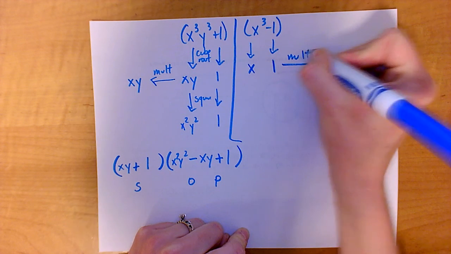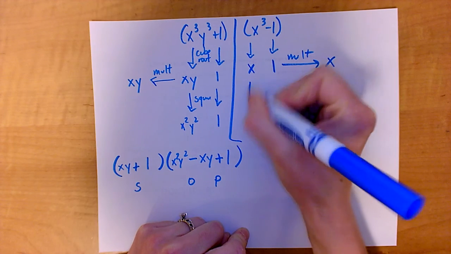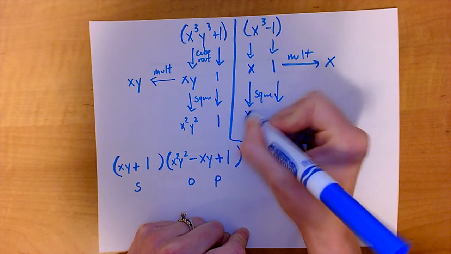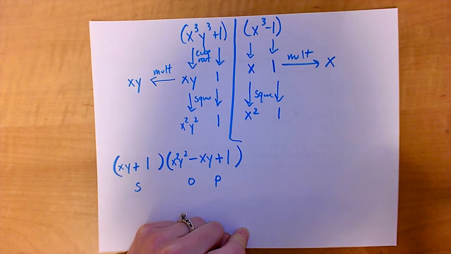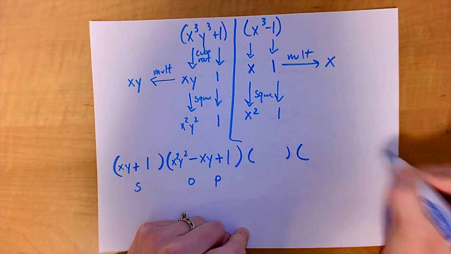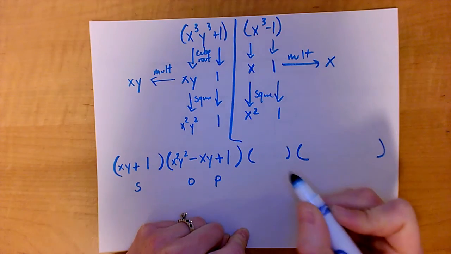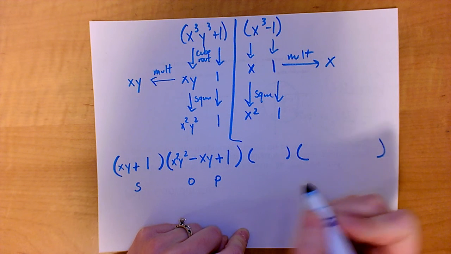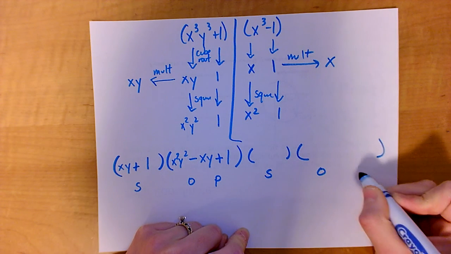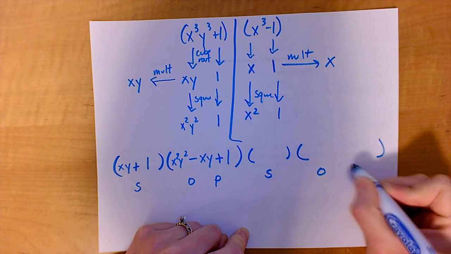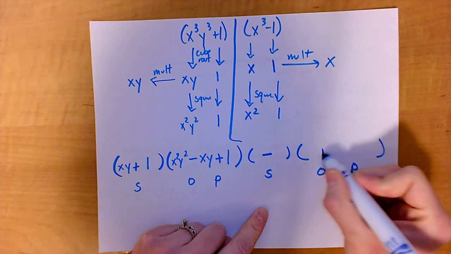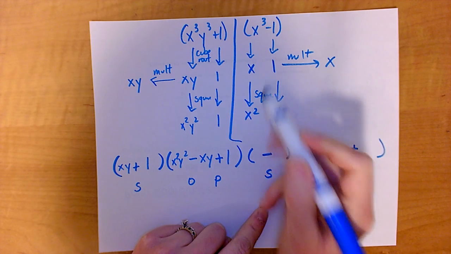And then we take those and we multiply them and we get x. And then we take those and we square them and we get x squared and 1. Now we set up our parentheses. So we have a small set and then we have a larger set. So my small set, the order of the signs goes same, opposite, same, opposite, plus. So this one starts with a minus, so that's my same. Opposite is plus, and you always end with a plus.